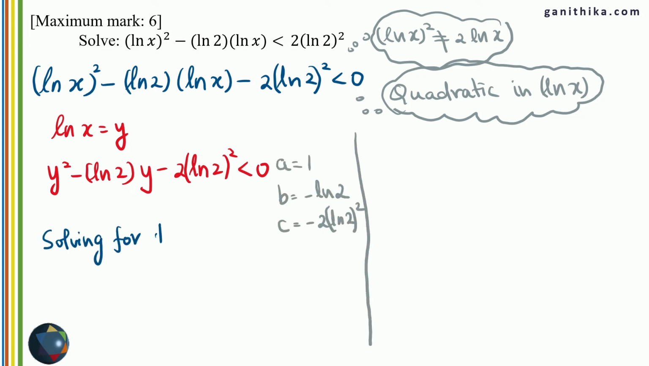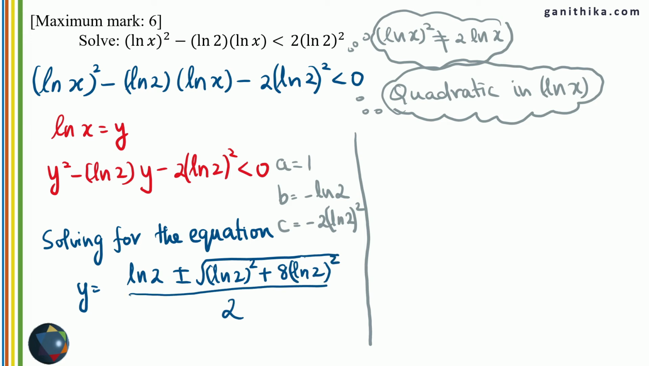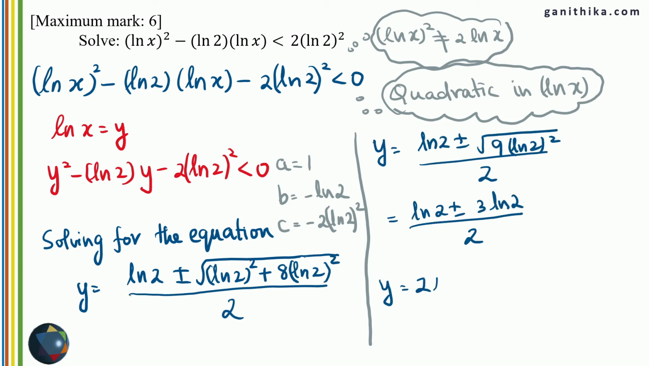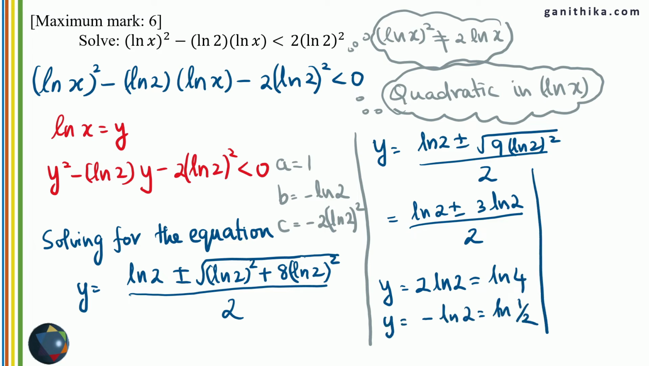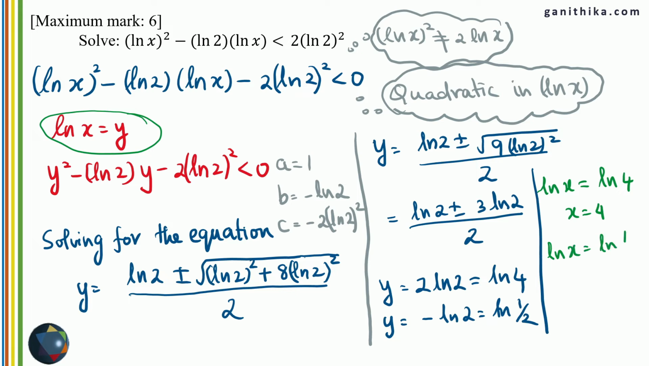Using the formula or any other method, you can find that y is going to be equal to ln 2 plus or minus 3 ln 2 over 2. So ln x is y is equal to 2 ln 2 or ln 4. The other value for y is minus ln 2. Minus ln 2 is ln of 2 to the power of minus 1, which is ln of half. But we are not done yet. We have ln x as y. So ln x is equal to ln 4, which gives you x is equal to 4. And ln x is equal to ln half, which gives you x is equal to half.